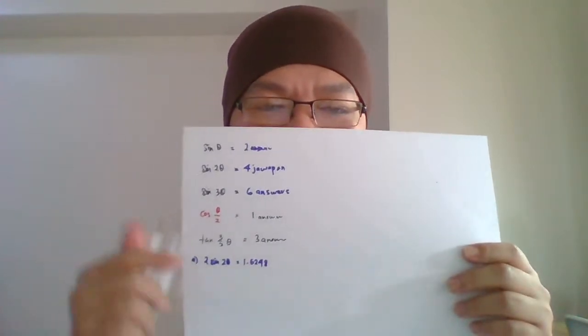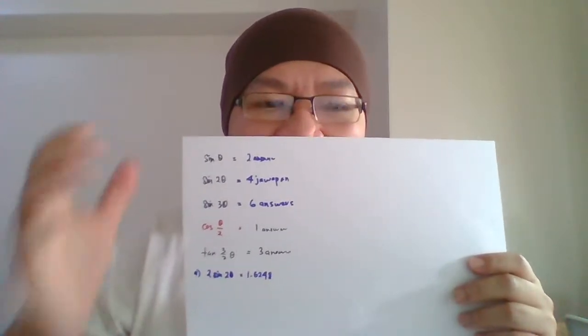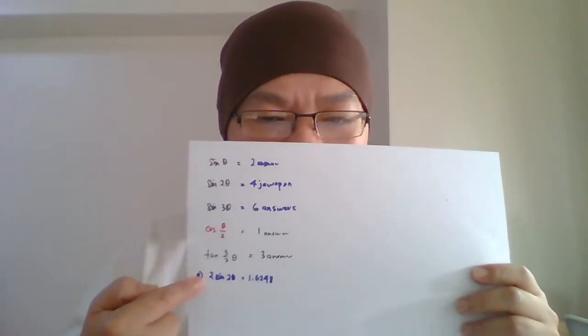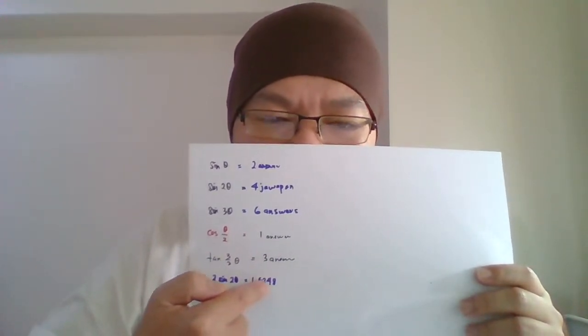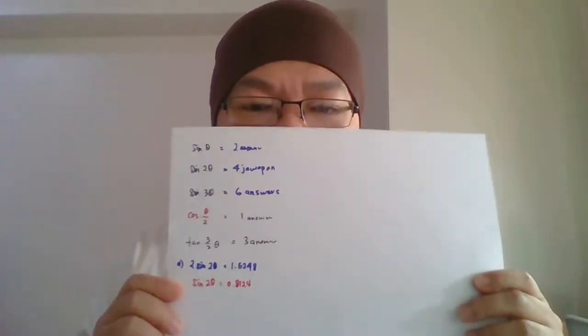So your first step, you must make sin 2 theta the subject. So we have 2 in front of the sin. So this 2 here, you need to move to the right side, so it becomes over, because it was multiplication. So move to the other side becomes division. Okay, so the first step is just to divide. You will get sin 2 theta equals 1.6248 divided by 2. You will get 0.8124. Okay, so this is the answer.